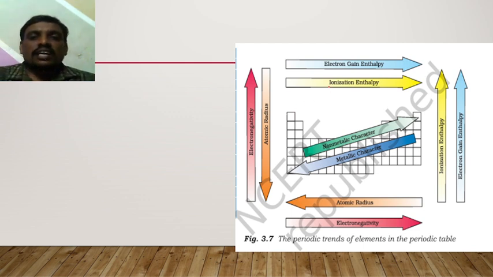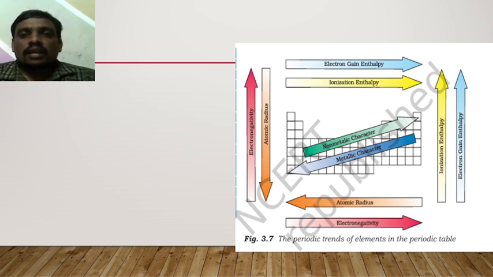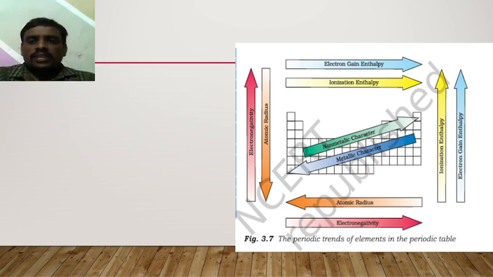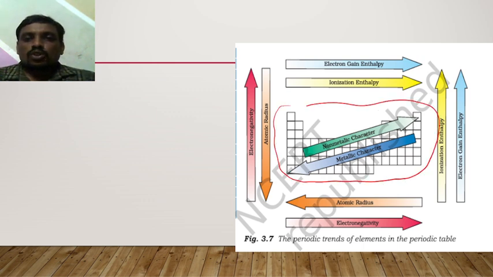If you carefully see this diagram, electron gain enthalpy, ionization enthalpy, atomic radius, electronegativity, are opposite in direction, which relates to non-metallic character and metallic character in the periodic table. You can imagine this is a periodic table. Non-metallic character increases from bottom to top. Metallic character increases from top to bottom.